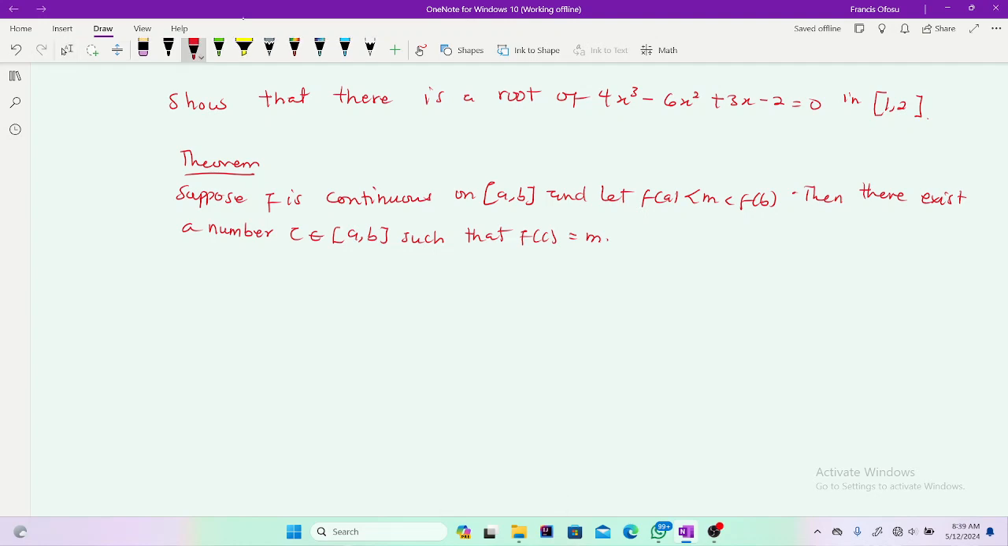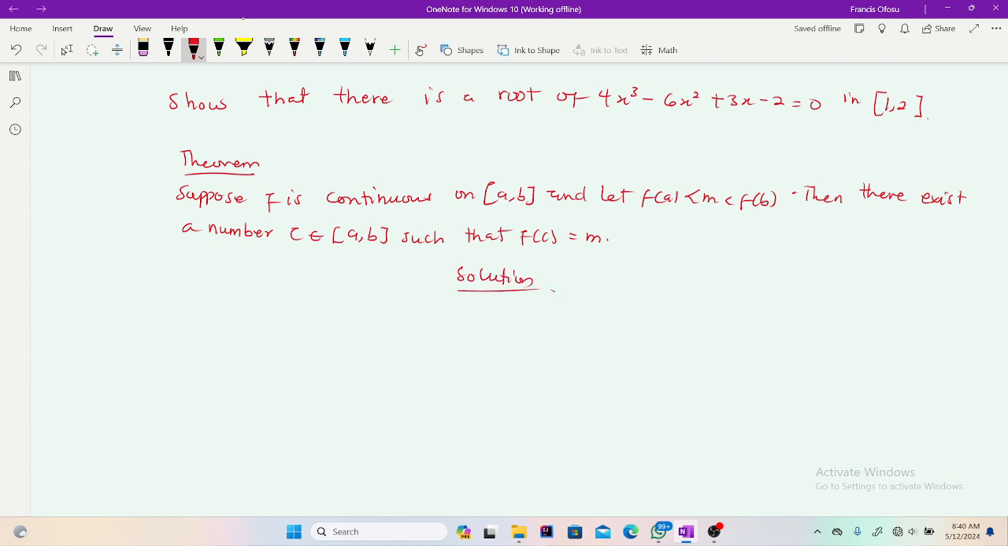So in this video, I'll be taking you through a special problem here. It says: show that there is a root of this cubic equation 4x cubed minus 6x squared plus 3x minus 2 equals 0 within the closed interval [1, 2], right? So to solve this problem, I have a theorem here for us to analyze before we solve it.